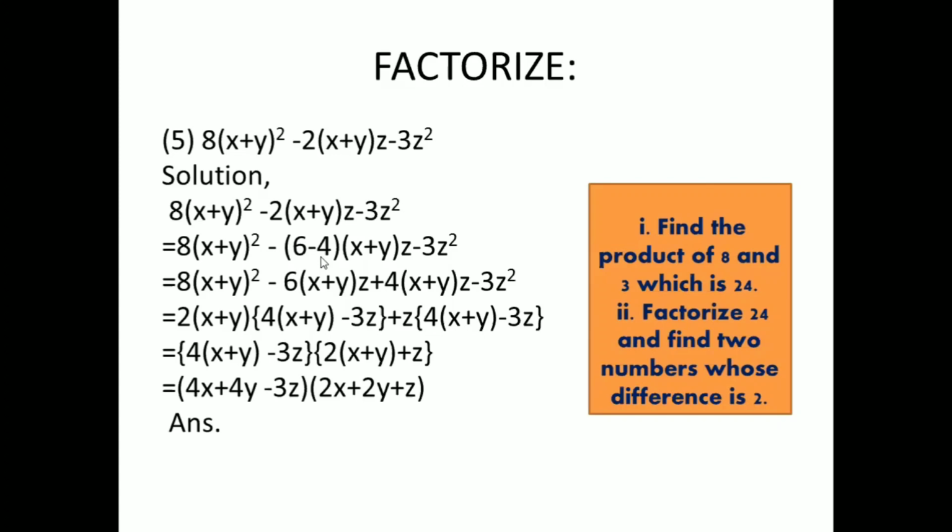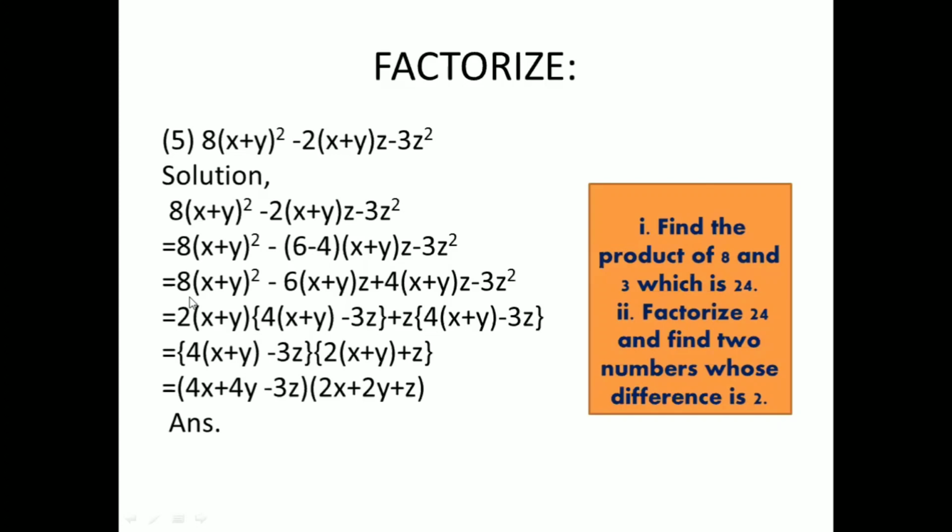6 minus 4. Now remove this bracket. 6 into (x plus y) into z, 6 into (x plus y) into z. Minus minus is plus, and 4 into (x plus y) into z. Then minus 3z square. Then what is common in these two? 2 into (x plus y) is common, and curly bracket close.